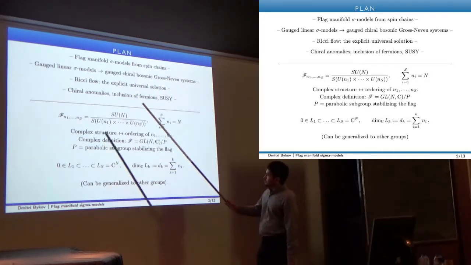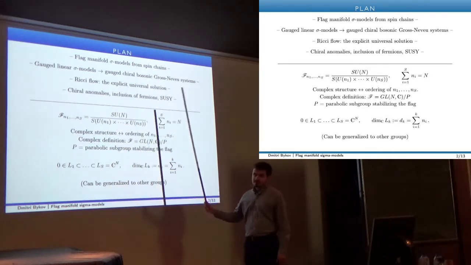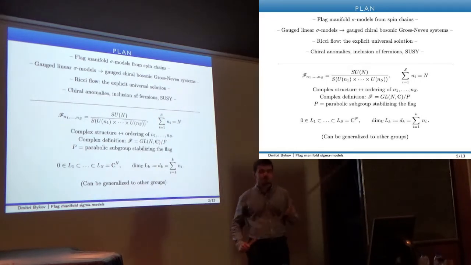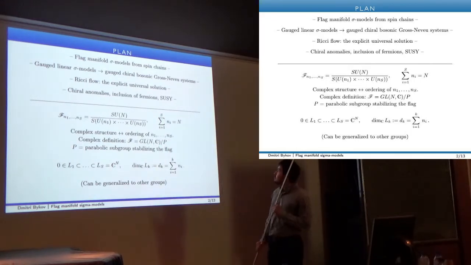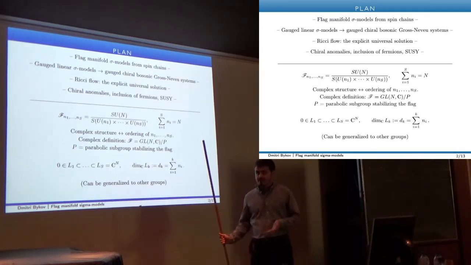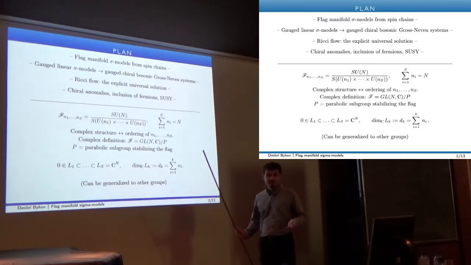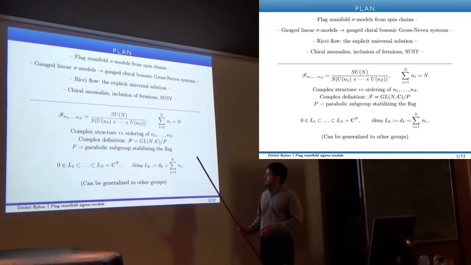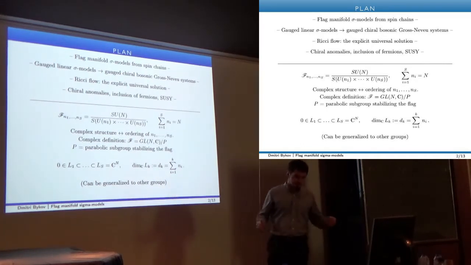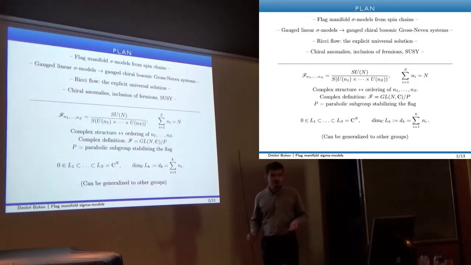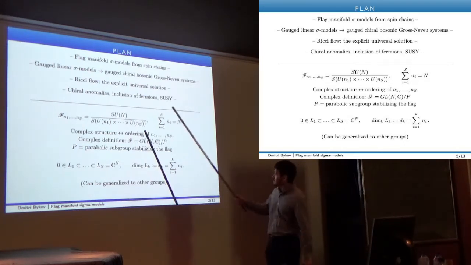I'll present some gauge linear formulations for these models, and one of the main points that I want to convey is that these are the same as gauged chiral bosonic Gross-Neveu models in two dimensions. This reformulation allows one to study the renormalization group equations for these models in a very simple way. And I will claim that the so-called integrability anomalies in these models that have been known since the 80s actually have a simple interpretation in terms of chiral anomalies.